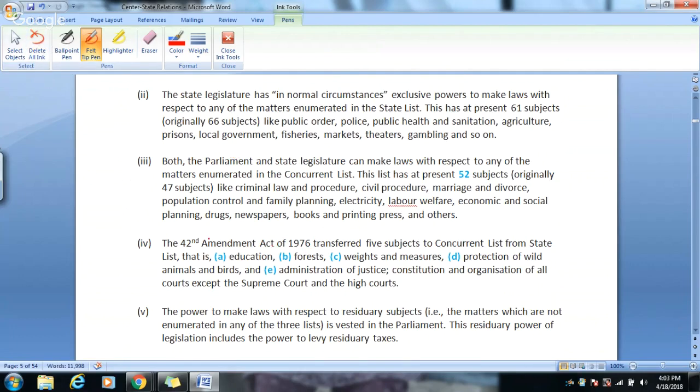So the 42nd Amendment Act of 1976 transferred 5 subjects to the concurrent list from the state list. So from the state list, some subjects were transferred to the concurrent list. Previously, whatever subjects are in the state list come under the state legislature to make laws on them. But through the 42nd Amendment Act of 1976, 5 subjects were transferred to the concurrent list from the state list.